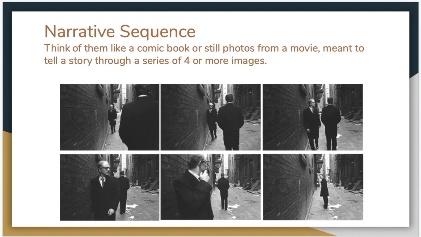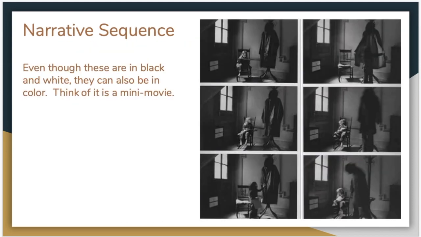So let's show you another narrative sequence. This is another one with the camera staying still. I should note also these are both in black and white. You can do these in color. It doesn't have to be in black and white. But you can see you've got this girl here next to this jacket. She goes over and looks at the jacket.